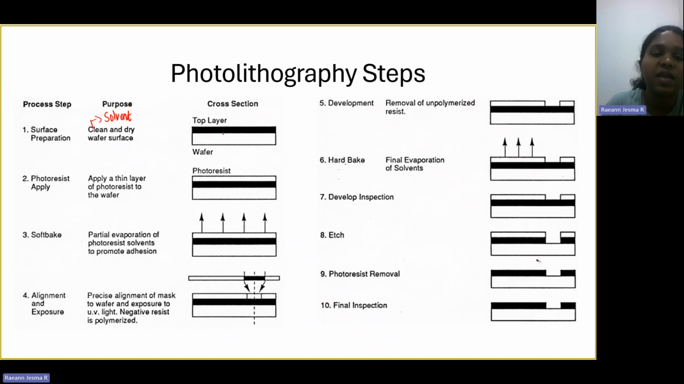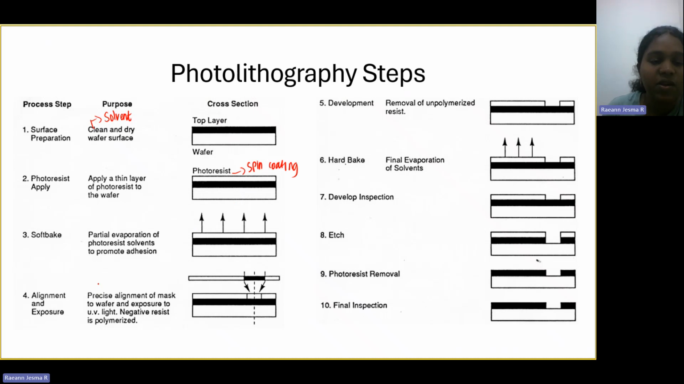Then we'll apply a thin layer of photoresist to the wafer. This is done using the spin coating process. Before exposure, we want to reduce the amount of solvent present in the photoresist. So for that, we will partially evaporate the photoresist solvent. This is done for a lesser amount of time. In the next step, we will align a mask to the wafer and expose the wafer to UV light.